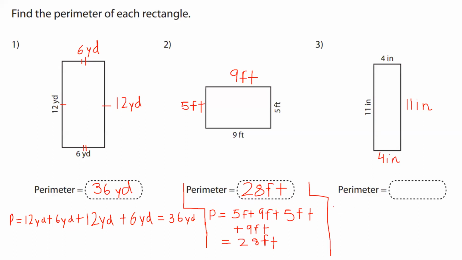All right. So P is going to be equal to 11 inches plus 4 inches. Plus 11 inches. Plus 4 inches. So that means it's going to be equal to, what is 11 plus 4? That's 15. 11 plus 4 is 15, plus 11 plus 4. It's going to be 15 plus 15, basically. So it's going to be 30 inches.